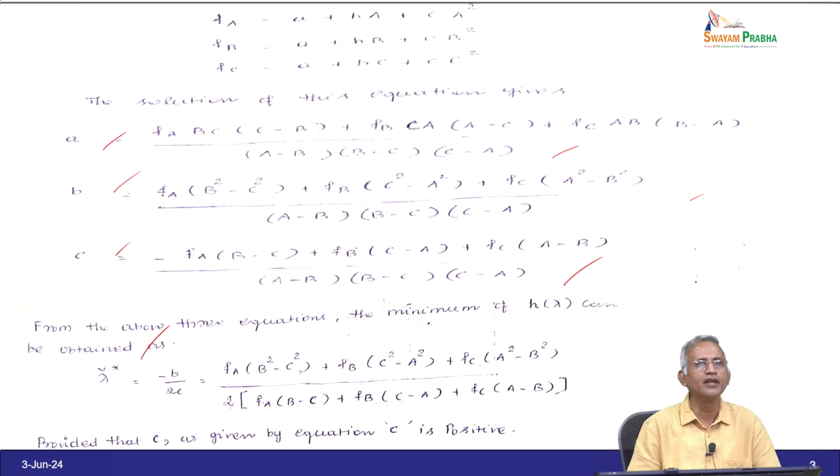and since b and c are known, substituting them, lambda star equals f A of B square minus C square plus f B of C square minus A square plus f C of A square minus B square, divided by twice of f A into B minus C plus f B of C minus A plus f C of A minus B, provided that c is positive.